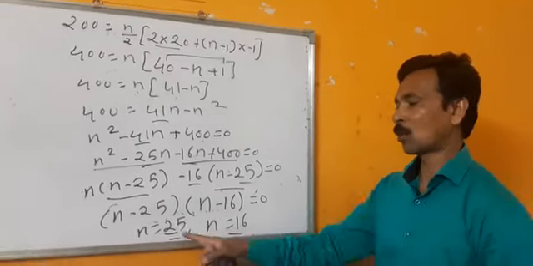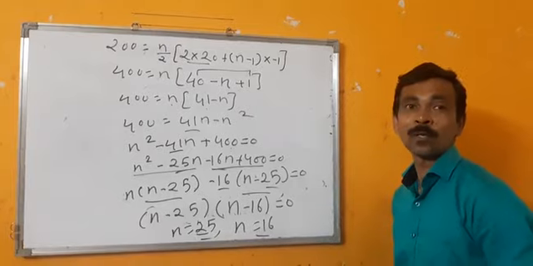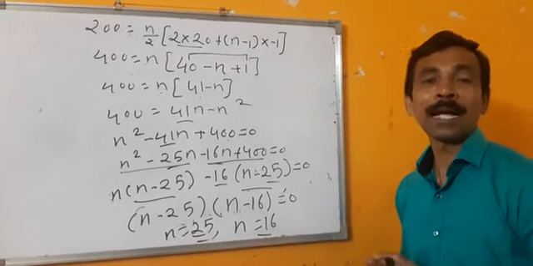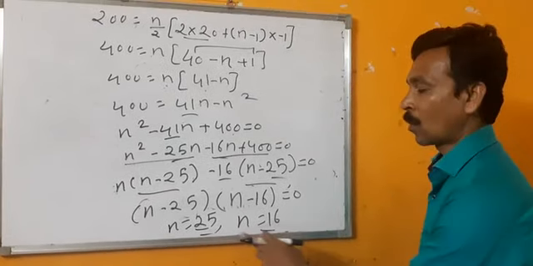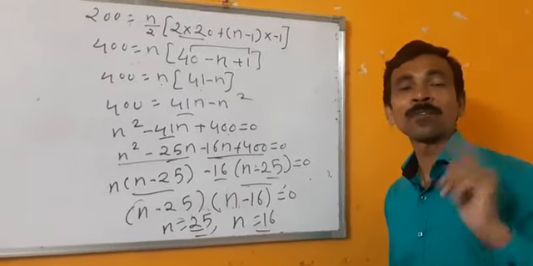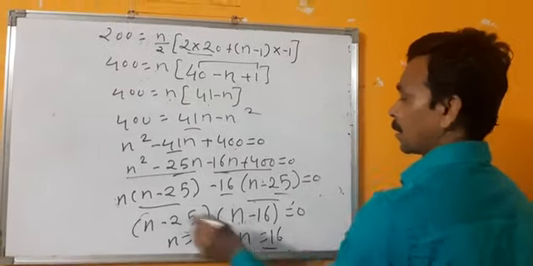Right? We have got the two values of n, 25 and 16. But we have to check which value will be positive. That positive value will be considered as n. Now what I'll do, I'll place both the values of n, one after the other, in the formula for an. In the formula for an, right?